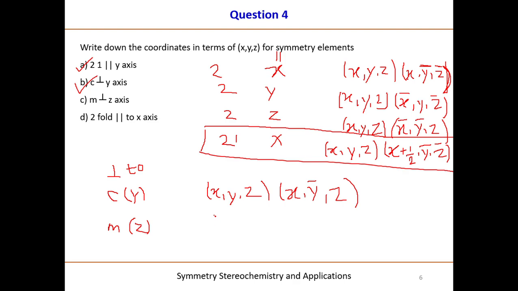So in terms of x, y, z coordinates, we will write here x, y, z, and x, y, and z bar. So this is the answer for the third sub-question.